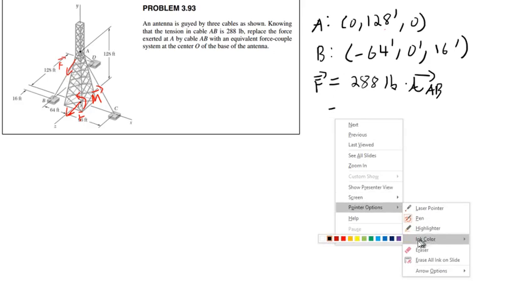Then we want AB. I want to get the force vector F. Force vector F is going to be equal to 288 pounds times lambda AB, the unit vector from A to B, because we're asking for the force exerted at A along the line A to B. So let's find that. First, I'll find the overall vector AB.